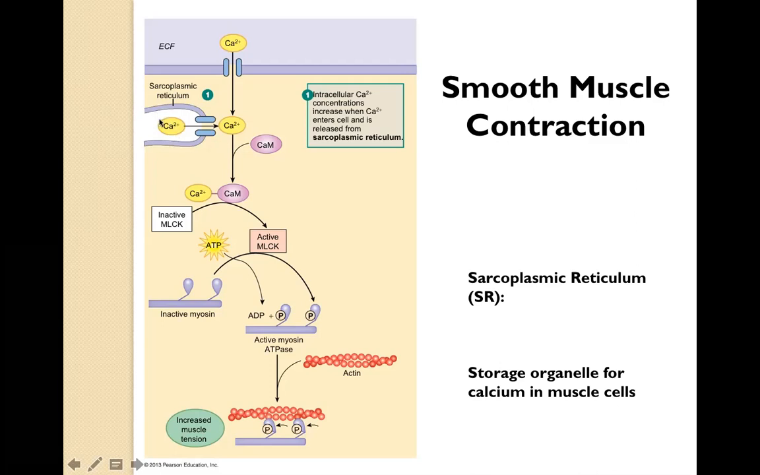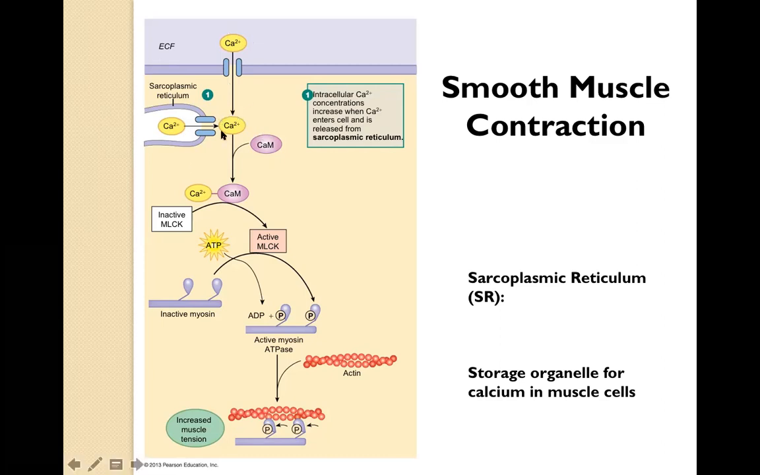So it stores calcium. And so the first thing that happens in a case where you want smooth muscle to contract is that there's going to be some sort of signal come across the cell to tell it to contract. Whether there's a nerve impulse that comes and tells the muscle cell that it needs to contract, or there's a hormone that binds, something is going to happen whereby calcium is going to be allowed to enter the cell. And that's the first step. You have to have calcium in order for muscle contraction to occur.